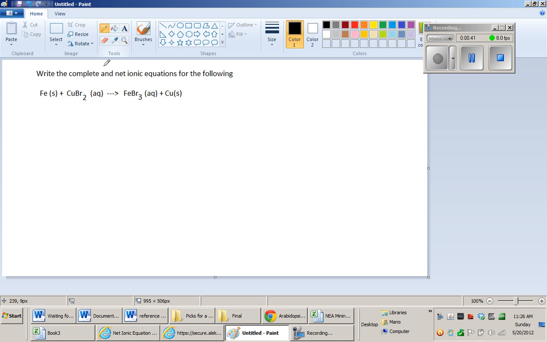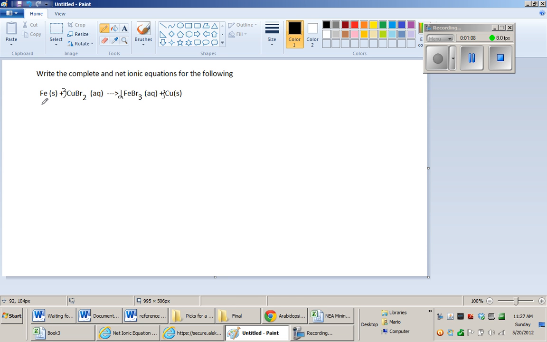And I can get that by multiplying this reactant by 3 to get 6 bromines, and this reactant by 2 to get 6 bromines again. So now the bromines are in fact balanced. But the coppers are not. Look, 3 coppers on this side in the reactants, only 1 in the product, so I'm going to put a 3 in front of the copper.